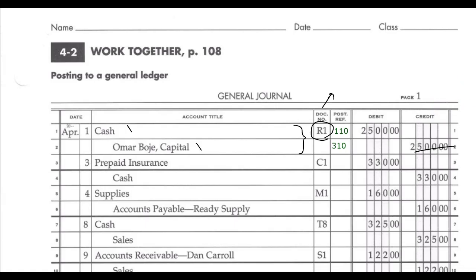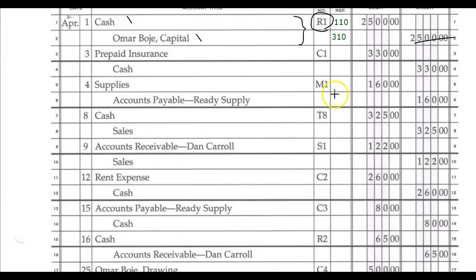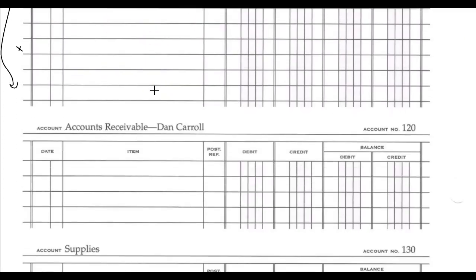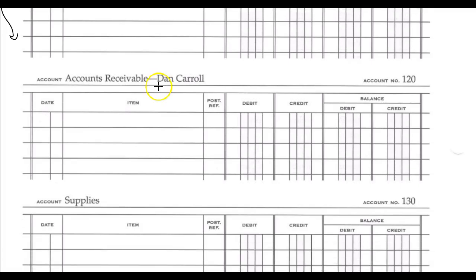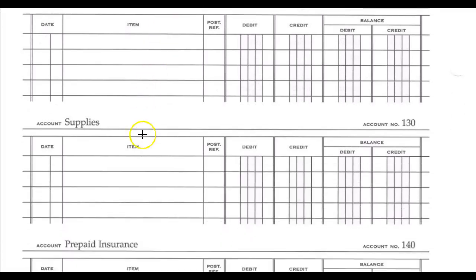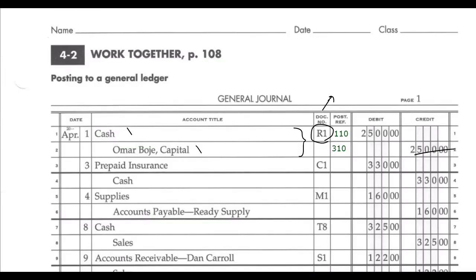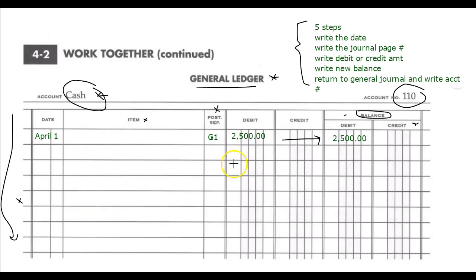So now let's see what happens when we post our second one. Let's take a look at it. Again, as you see, April 3rd, right? It was prepaid insurance for $330. The first thing that we do is we go to our ledger. We find our prepaid insurance. It's not accounts receivable. It's not supplies. Here's prepaid insurance. And we enter the date. The date was April 3rd.